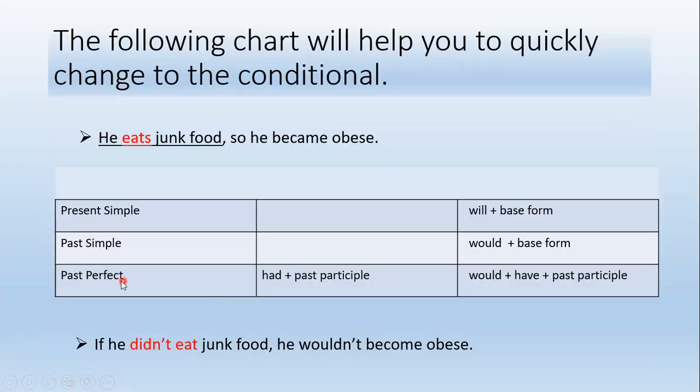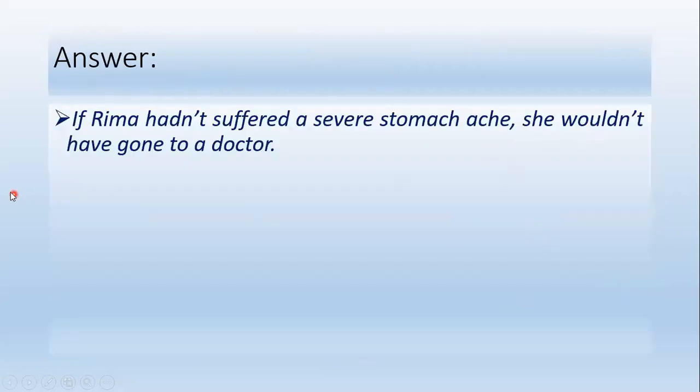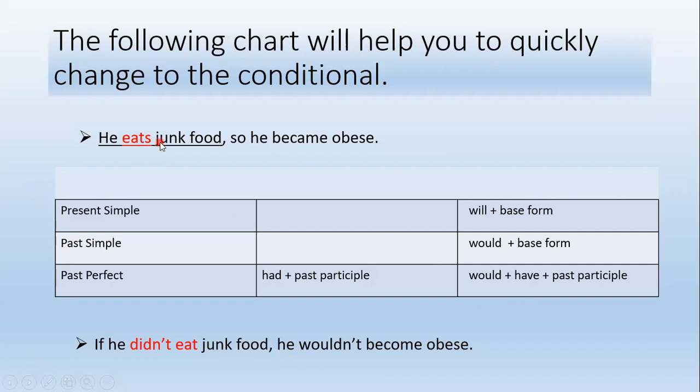So again, because we changed from past simple to past perfect, the main verb in the cause should be written in the form of past perfect, which is had plus past participle of that verb, and the other part, which is the effect, should be would, plus for sure not, because it's negative, so wouldn't, plus have plus past participle, as in this example, wouldn't have gone. Now in this example, we have it in the present. So in the past, eat goes to didn't eat, and became would be wouldn't become, would plus base form, wouldn't become.